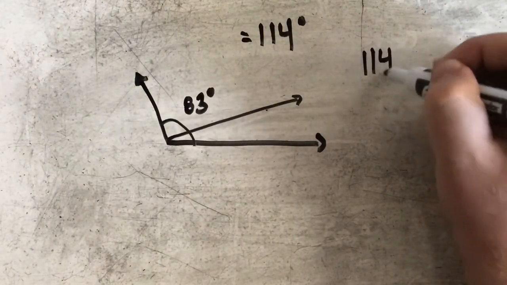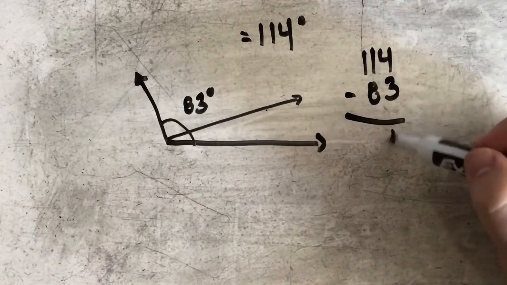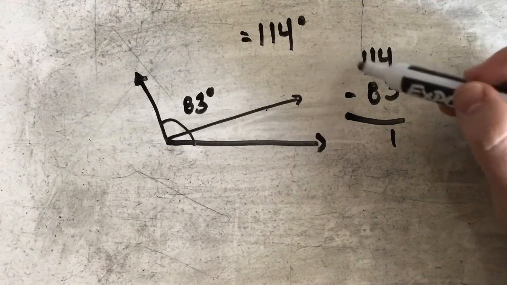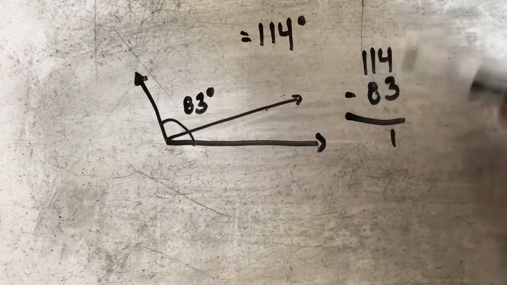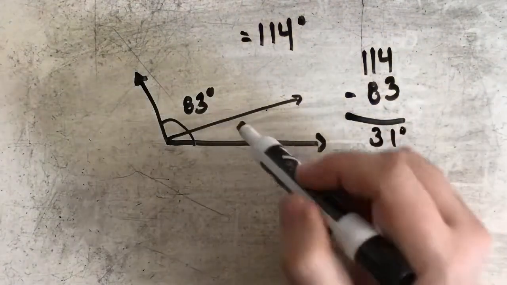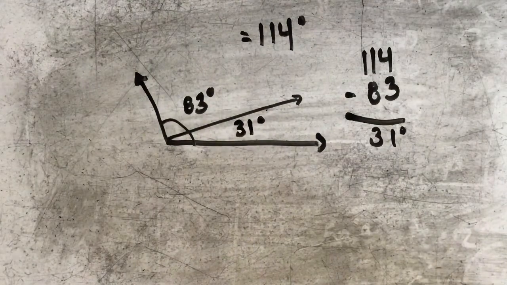So 114 minus 83. 4 minus 3 will leave me with 1. 1 minus 8 I can't do, but if I regroup, I end up with 11 minus 8, which is 3. So the measure of my missing angle must be 31 degrees.